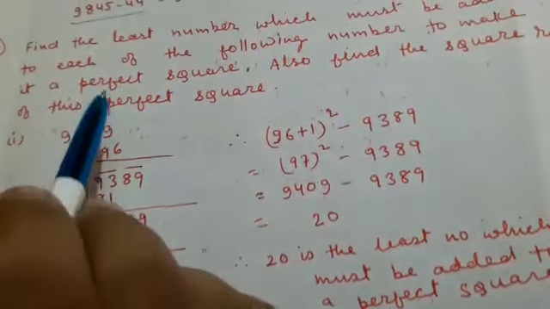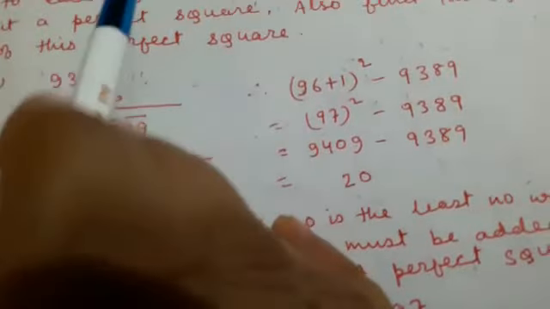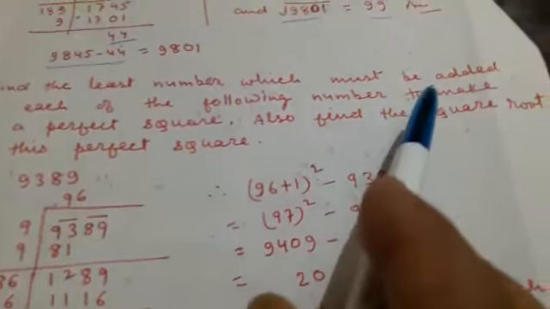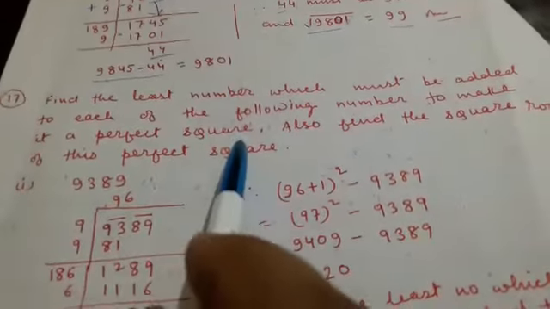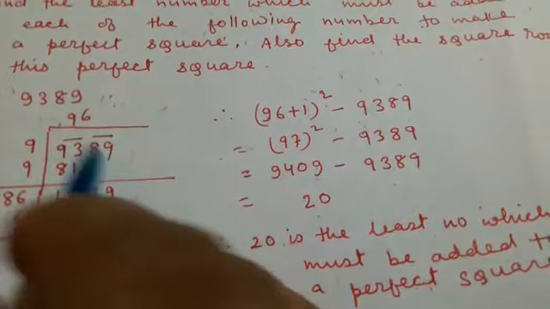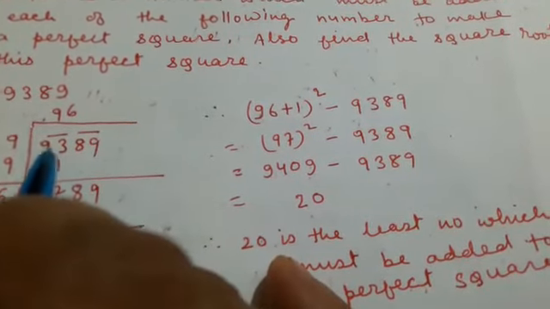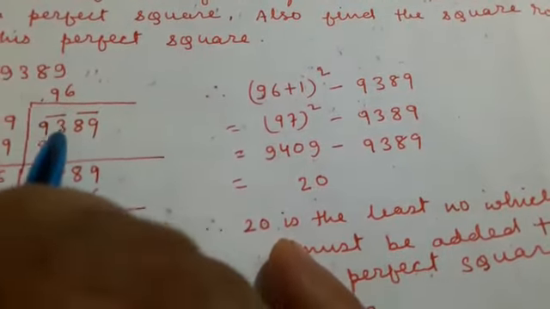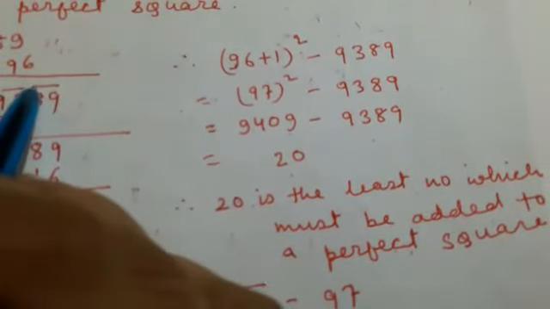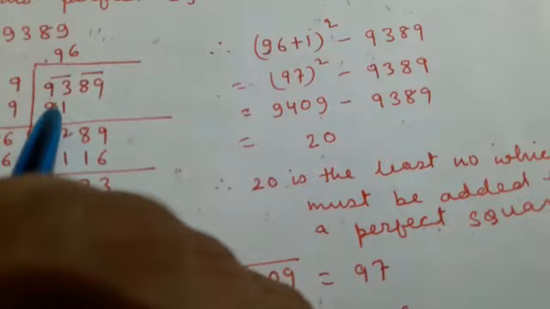Now here in the question it is written, find the least number which must be added to each of the following numbers to make it a perfect square. Let us find out. We will find the square root by the long division method. Here 9389 is given, so let us find the square root of this number. We'll make it a pair, 93.